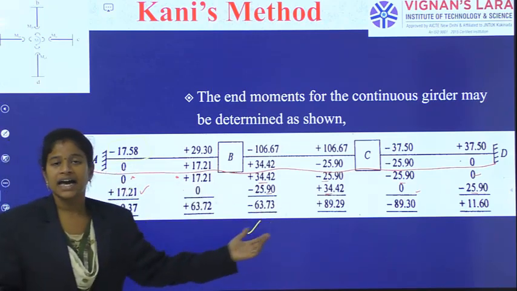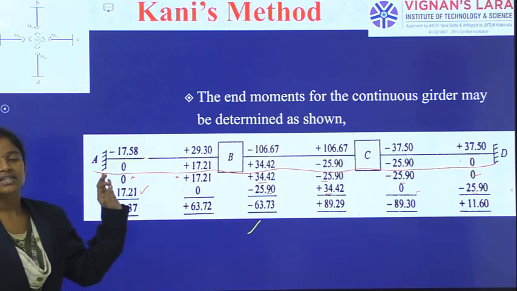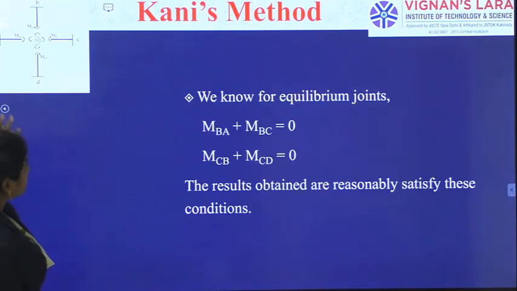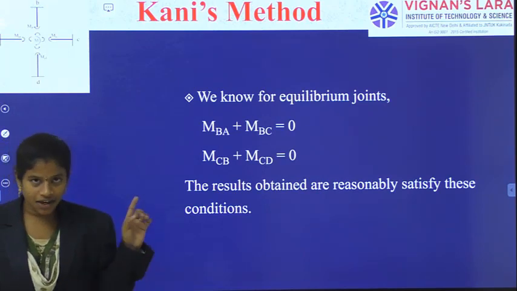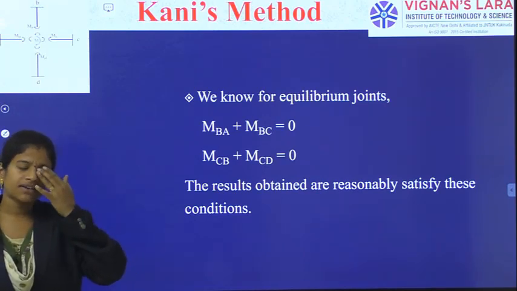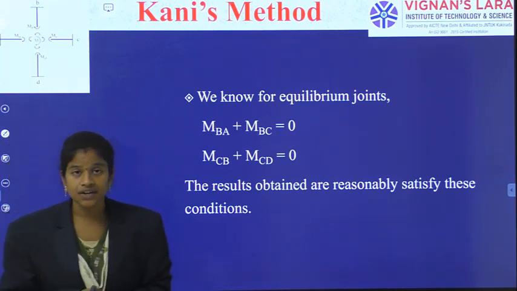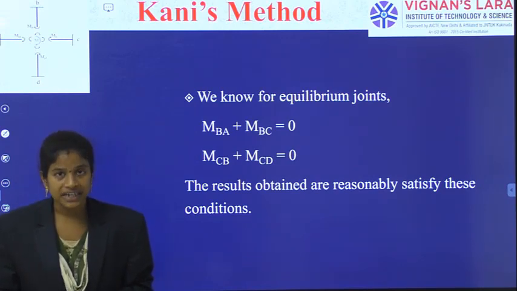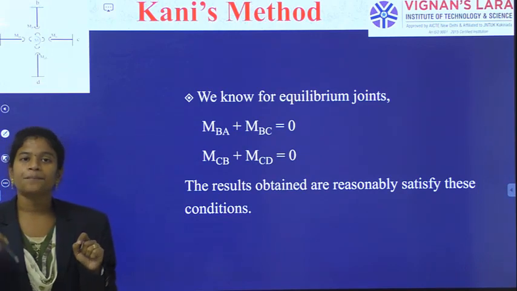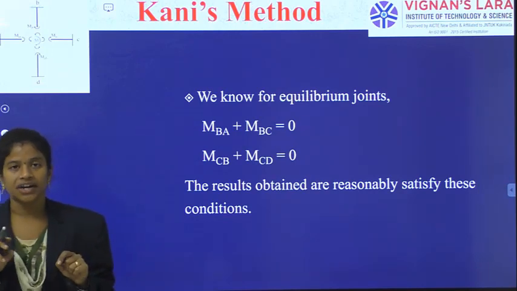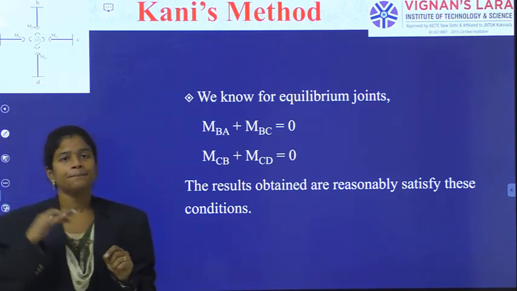Summation of all these things has given us the original support moments. Okay. So we know the equilibrium joint. See here also I am checking whether, okay, we have done so many things, there is no check for us. So we are doing that check now. At the joints, the equilibrium is compulsory. Support moments summation at a joint, MBA, MBC.